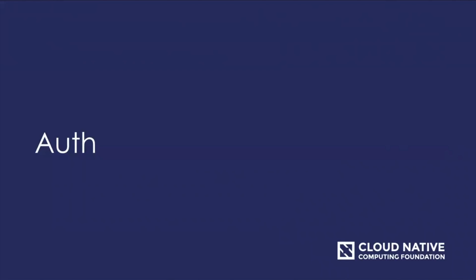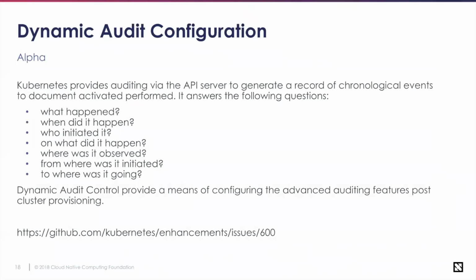Moving on to SIG Auth. Dynamic audit configuration is new for alpha. Kubernetes by itself already has auditing built into it. And this is really a security focused mechanism that provides a set of records that document activities that are being performed in the system. This could be from individual users, administrators, or even components themselves. And it allows an administrator to answer questions like, what happened, when did it happen, or who did it?